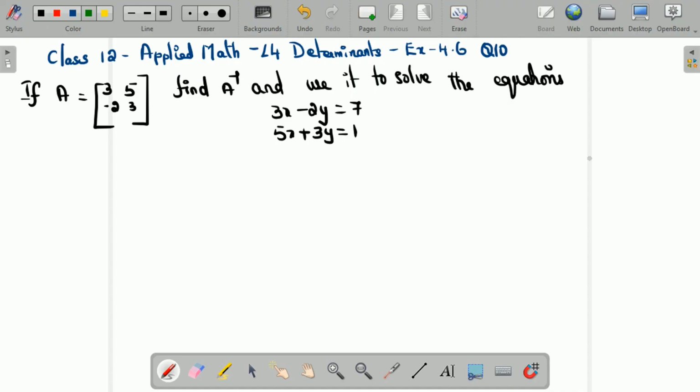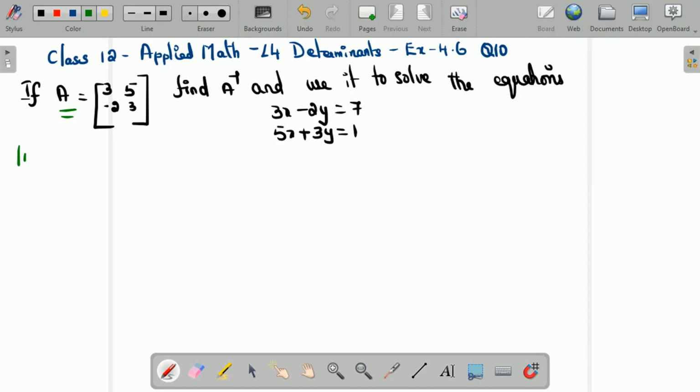In this video, let's find the solution for the 10th question in exercise 4.6. If a matrix A is given, find A inverse and use it to solve the equations 3x minus 2y is 7 and 5x plus 3y is equal to 1. So first, we need to calculate the A inverse.